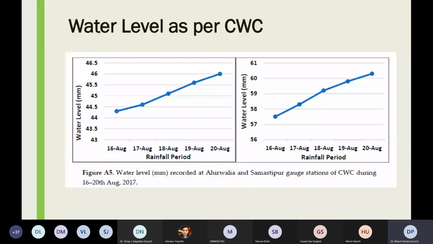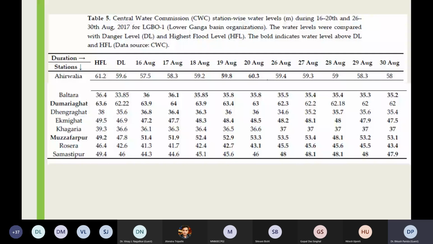The water level you can also try to link with your flood maps and the rainfall data. You see the water level has been increasing as the rainfall is increasing, approaching the peak flood dates. That water level data you can get from the CWC. There are different stations located, and you can easily get those data. You can also link with the highest flood level and danger level, and compare how much water level was actually observed during the flood time. That gives some very good quantitative evaluation of your studies.